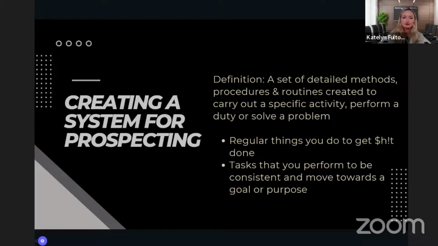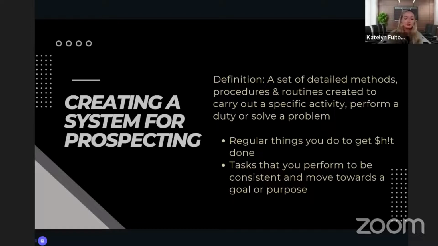Perfect. Okay, so now we're going to get to systems. I know this is one of Claire's favorite things. So now we've got to take all of these ideas and make them into a system. So again, you're going to pick your database, an active prospecting and a passive prospecting activity, and you're going to create a system for it to make sure that you actually do it.